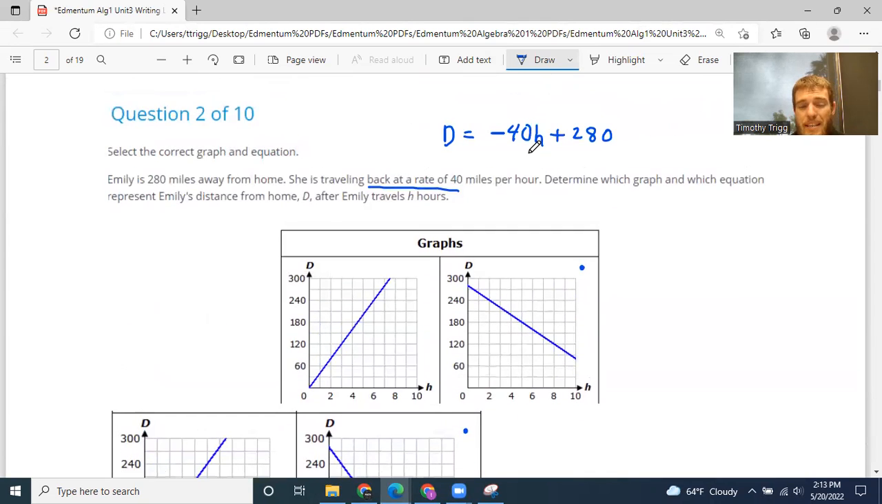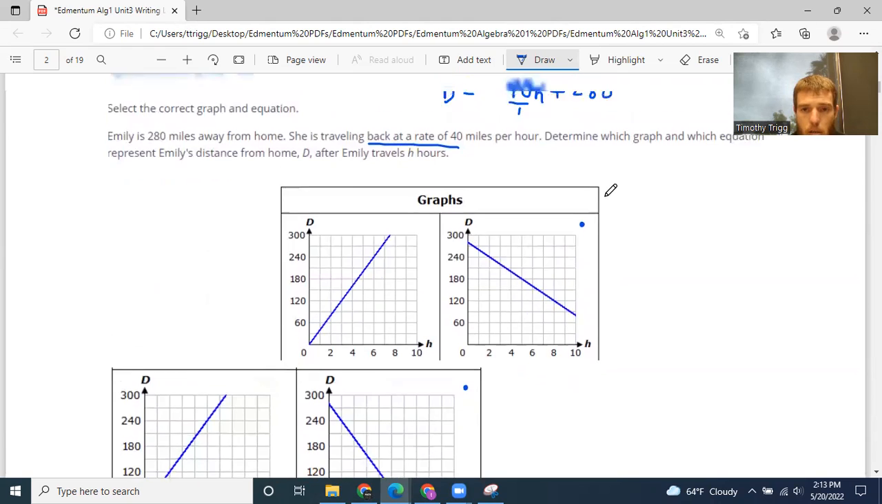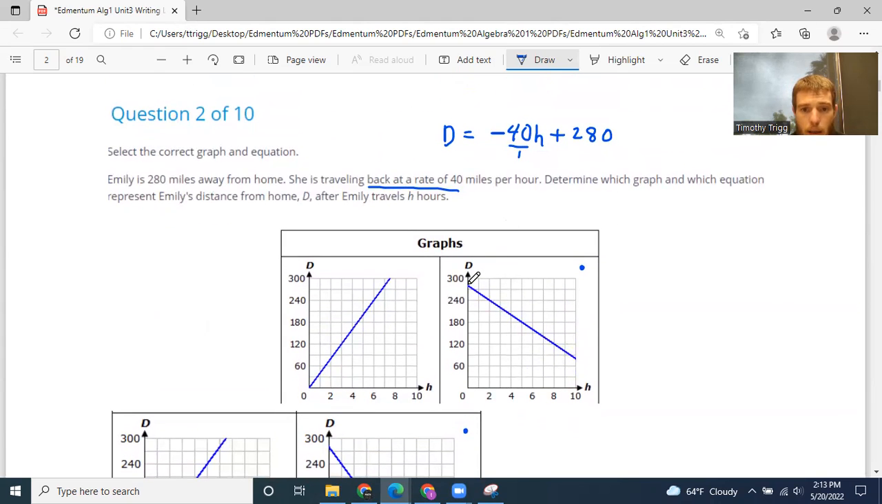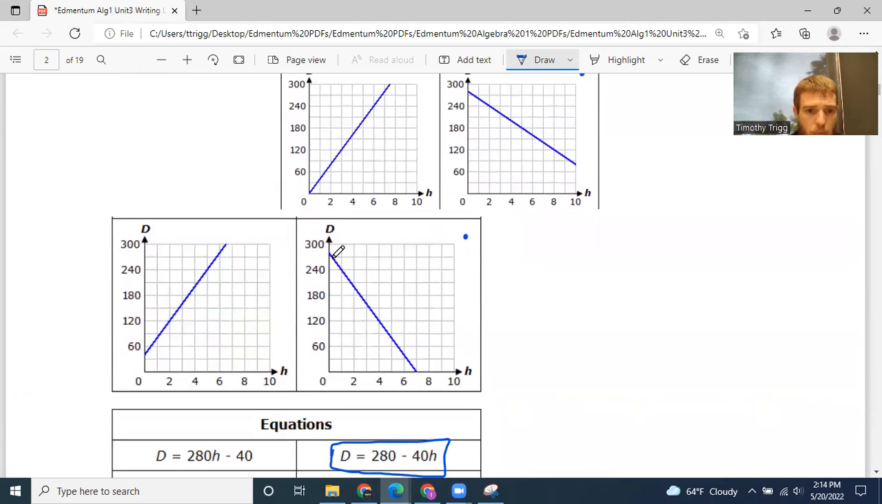Now I want to go down 40 over 1, that is our slope, right? So here, down 40 over 1 from 280, that'd be down 40 to 220 over 1. That doesn't seem to line up very well. What about this one? Down 40 over 1. Yeah, that seems to line up pretty well, right? So when I went from 280 to 240, I go over 1 hour. So that seems like that's the correct answer.